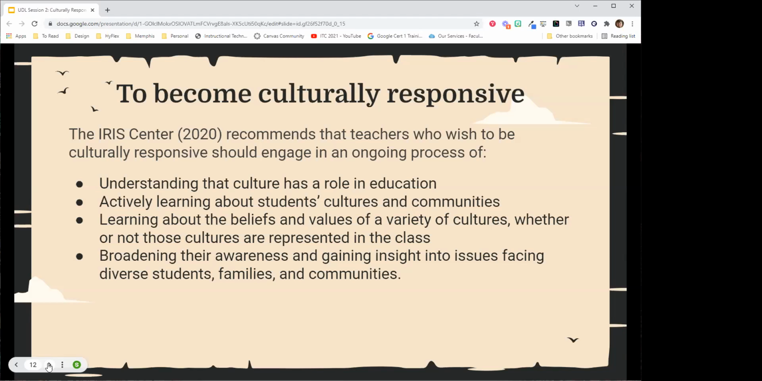And then also taking your knowledge of those different cultures and bringing it into the classroom to bring awareness into all of the students who are in your room about other cultures and ways of learning that are going on.